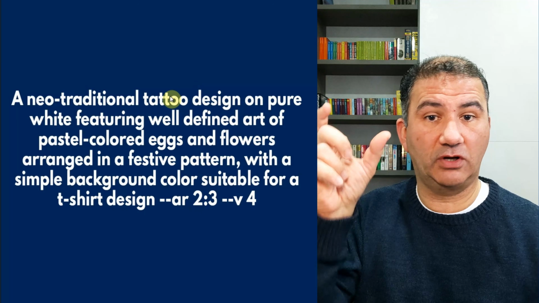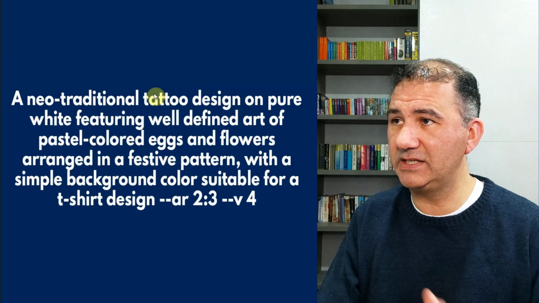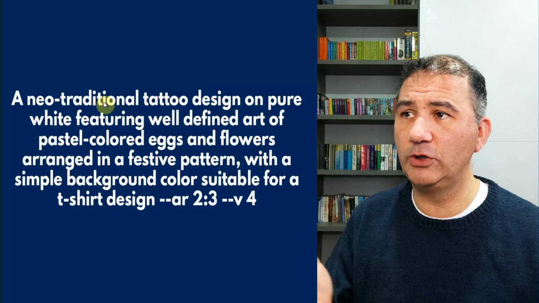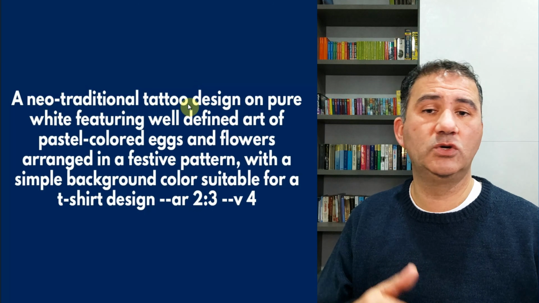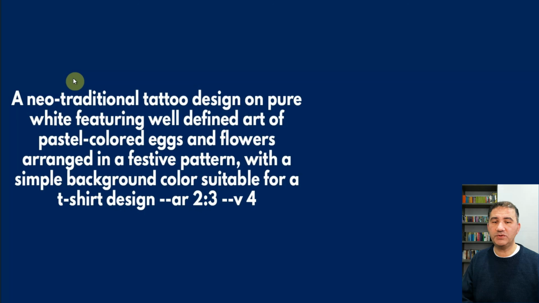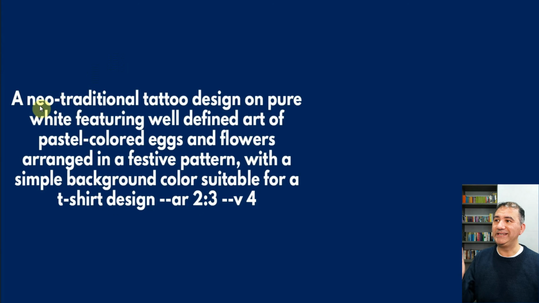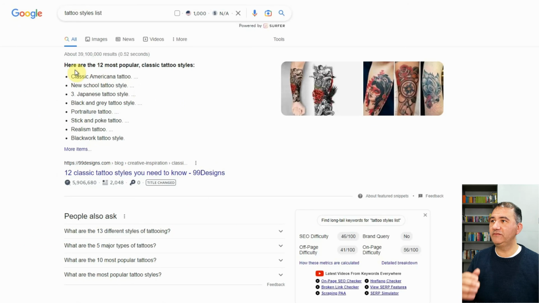Now, here we could easily change a neo-traditional tattoo to any of the other styles of tattoo artwork that we found in that list on Google earlier in this video. So as I'm typing in the prompts or copying and pasting them, I could change out neo-traditional tattoo design to classic Americana tattoo design. So in this respect, if I just went back to the Google page, I could change out neo-traditional tattoo with any of these: classic Americana tattoo, new school tattoo style, etc., etc. And obviously plug those into Midjourney and Blue Willow in order to see what would come up. And in fact, that is what I did.